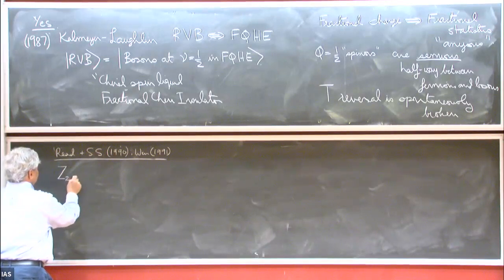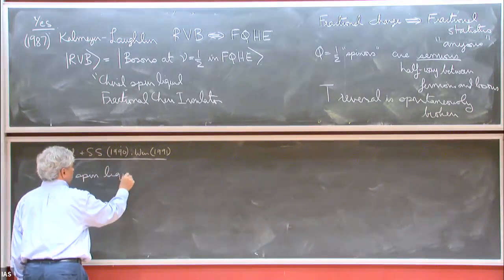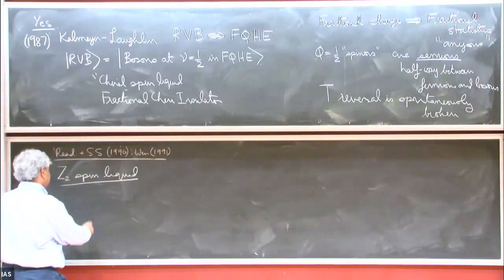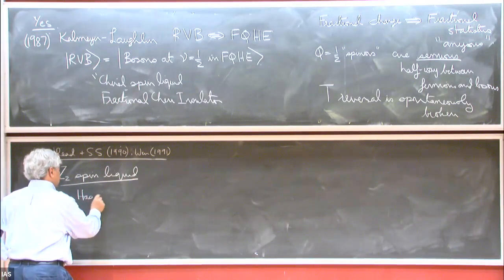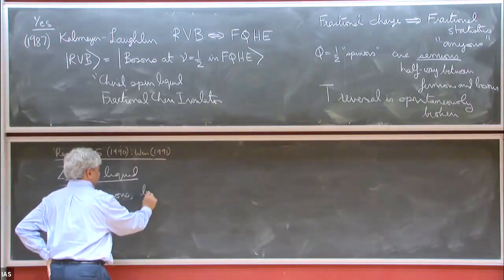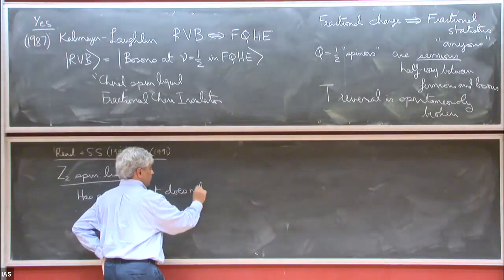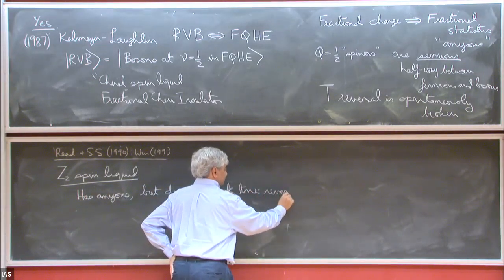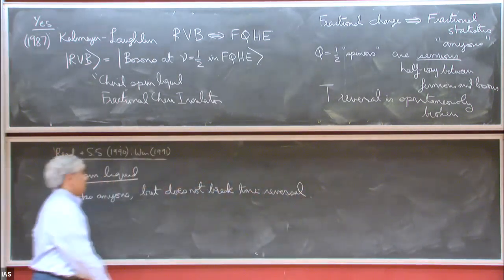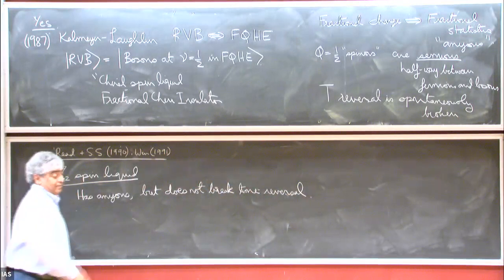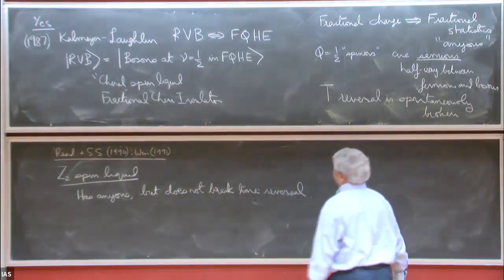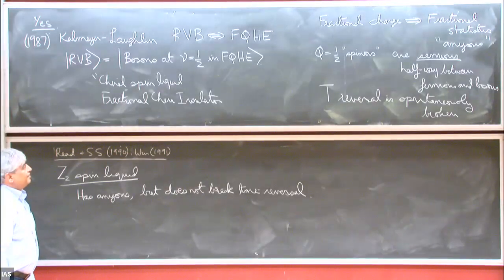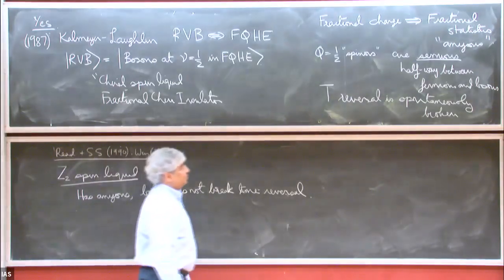This thing is now called the Z2 spin liquid. It also has fractional statistics, also has anyons, but it does not break time reversal. That's of course important if you want to have any hope of this being relevant to at least the cuprates. It has a certain set of excitations. And it turns out the way it gets around these constraints that people thought were universal between fractional statistics and fractional charge is by having more than one type of anyon.